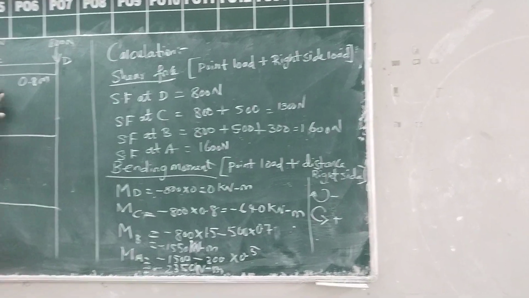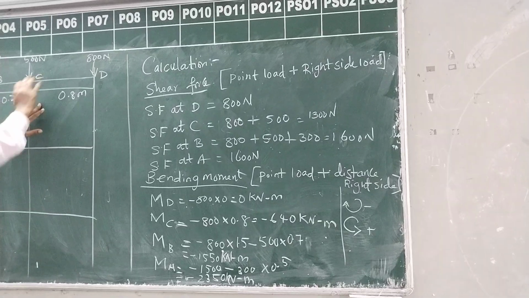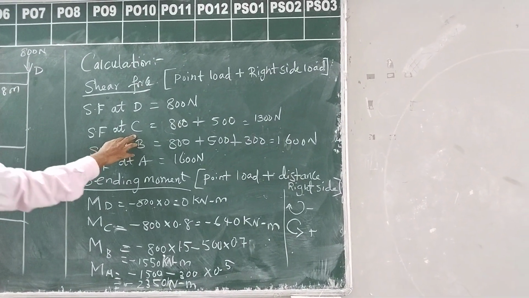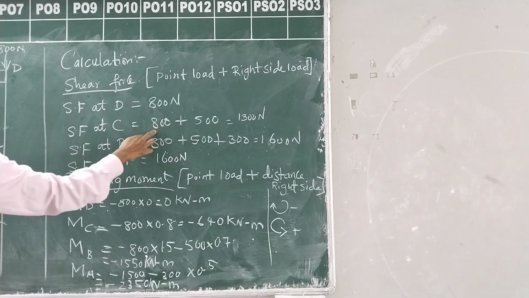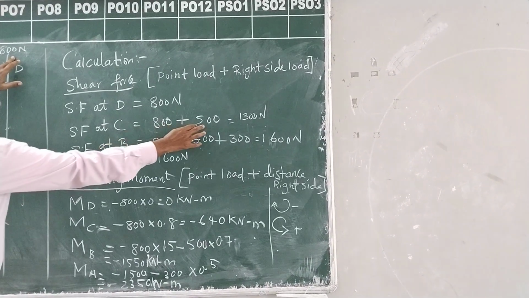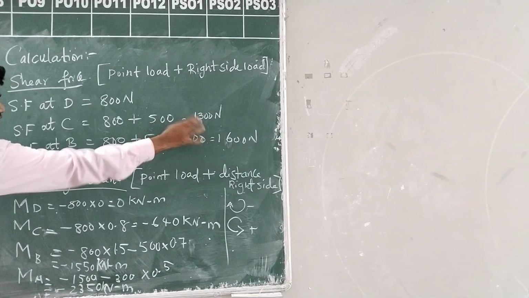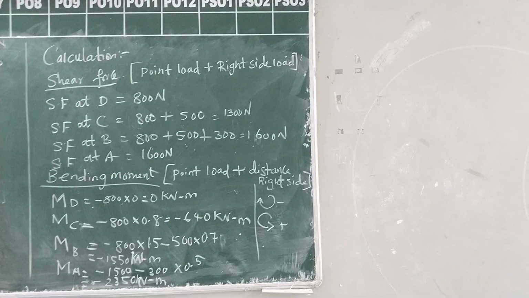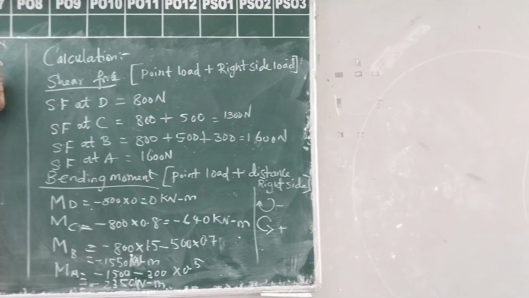Next, the shear force at C. At C, the point load acting is 500 plus 800 Newton. So two loads are acting, and the total will be 1300 Newton. So this load also we add.